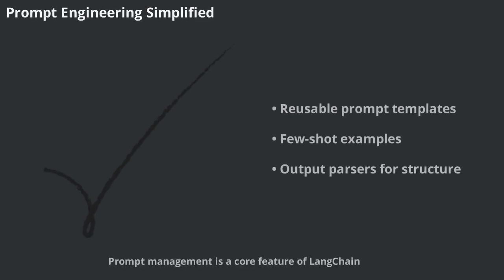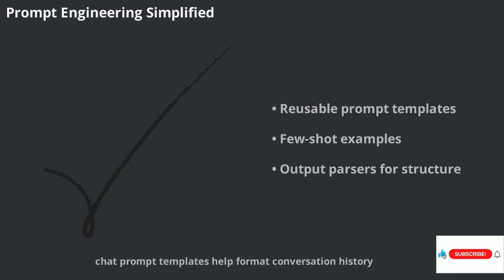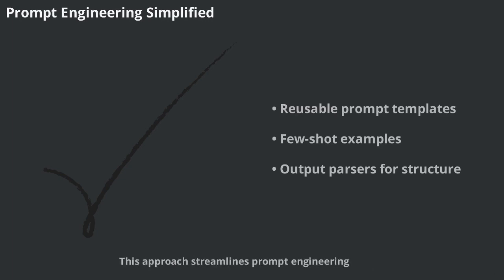Prompt management is a core feature of LangChain. You can create reusable prompt templates, include few-shot examples, and use output parsers to structure model responses. For chat applications, chat prompt templates help format conversation history. This approach streamlines prompt engineering, making it easy to maintain consistency and quality across your AI workflows. With LangChain, you spend less time crafting prompts from scratch and more time building impactful applications.